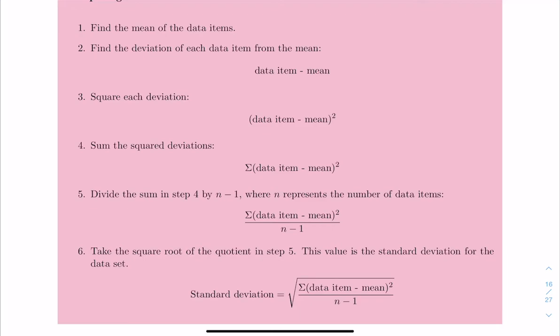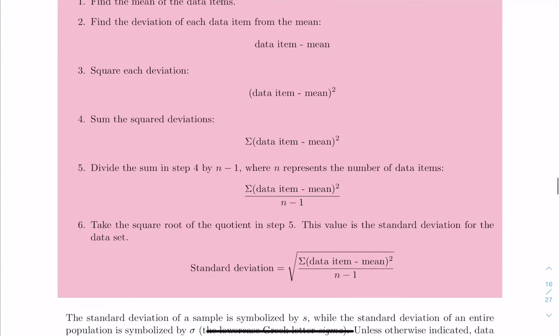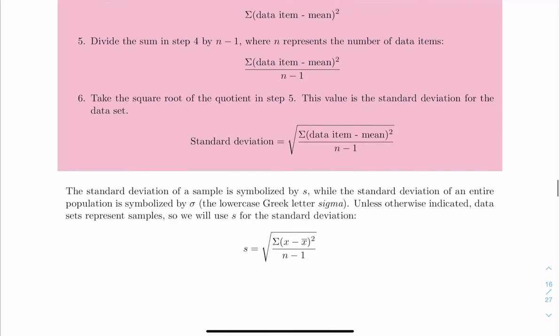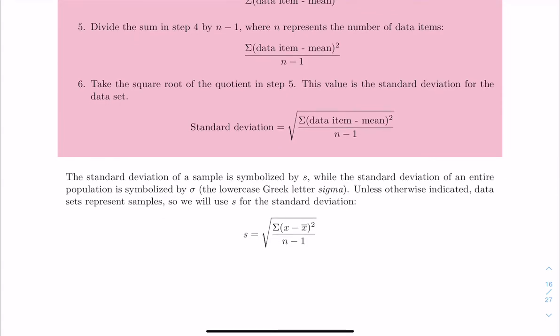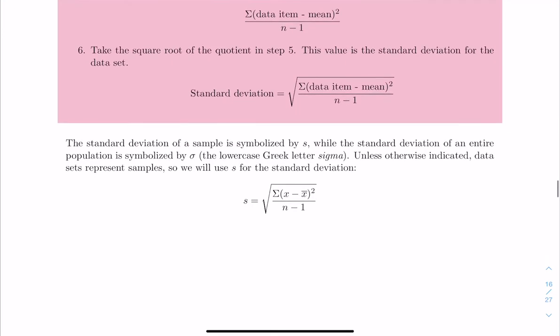The standard deviation of a sample is symbolized by S, while the standard deviation of an entire population is symbolized by sigma. Unless otherwise indicated, data sets represent samples, so we will use S for standard deviation. This is how you would write it mathematically: S equals the square root of the summation of x minus x bar squared, all over n minus 1.